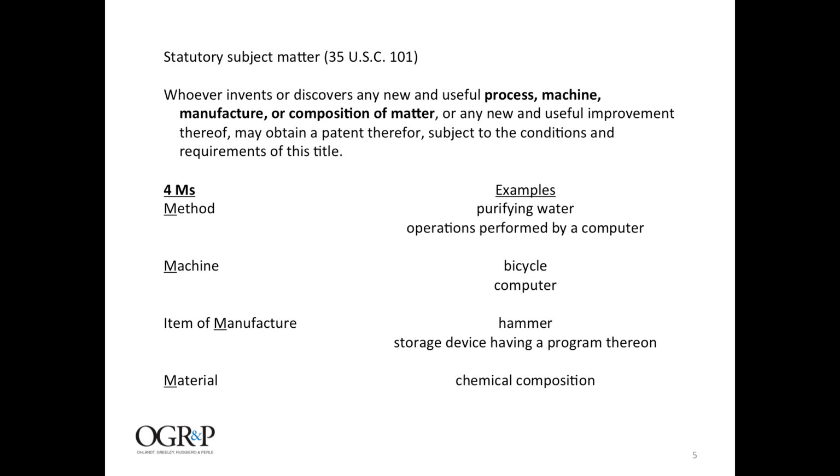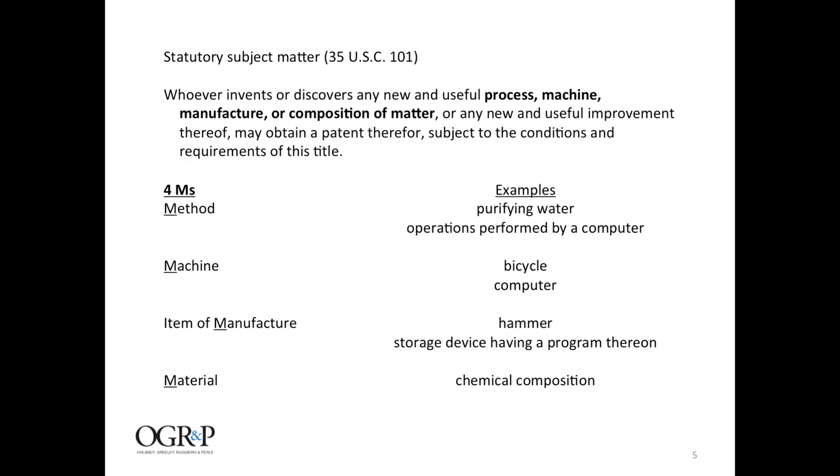I call it the 4 M's. The 4 M's are illustrated down below: method, machine, item of manufacture, and material. On the right side here, I give examples of what each of the M's is. An example of a method would be a method of purifying water. But for purposes of computer-implemented inventions, a method is also the operations that are performed by a computer.